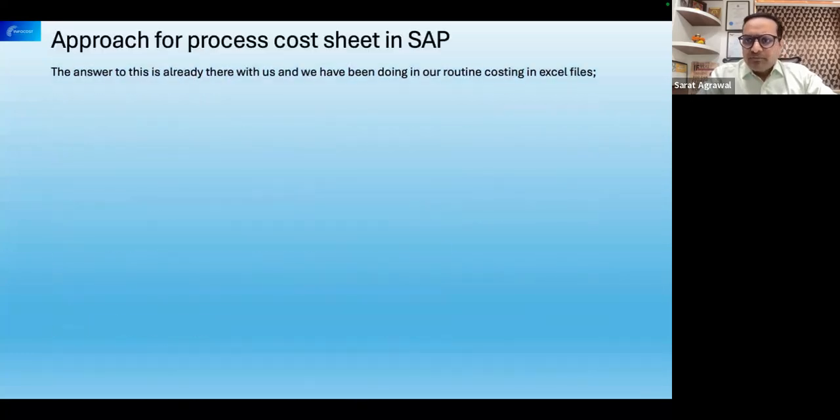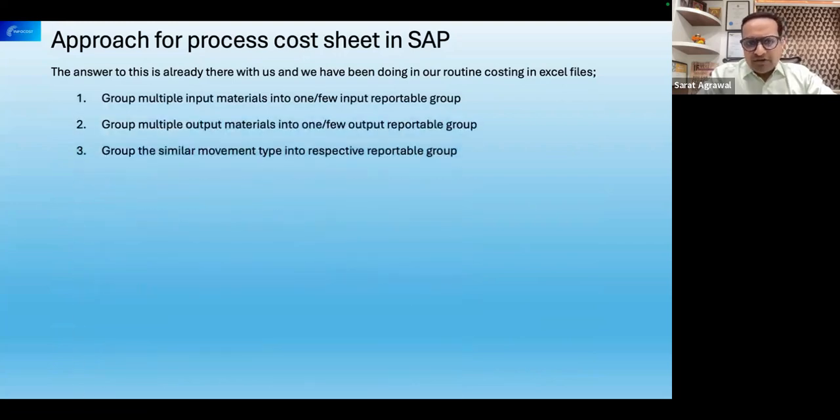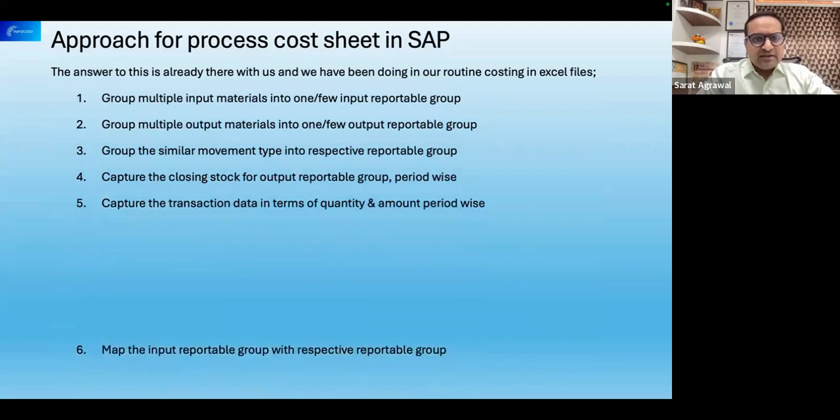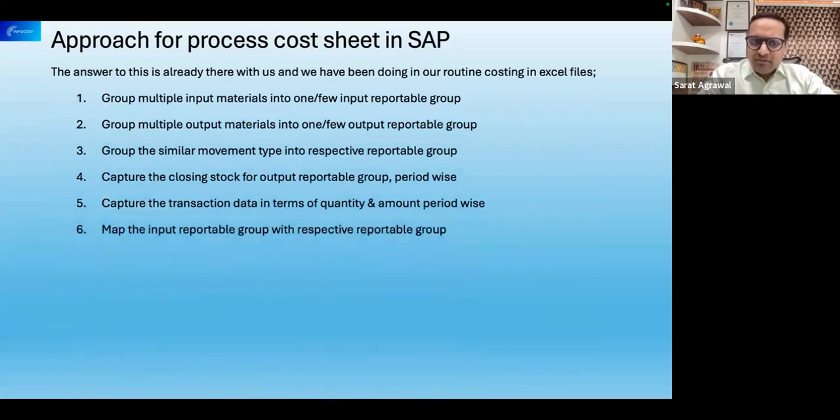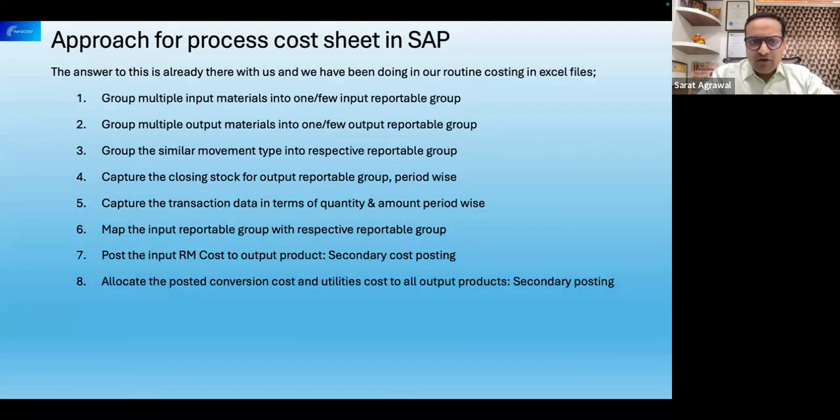What is the approach? We have followed a simple approach. The way we prepare the process cost sheet in our Excel files, we have applied the same approach: grouping the input material, grouping the output material, grouping similar movement types, then capturing the closing stock, capturing the transaction data for conversion cost and material cost, and mapping these in the reportable group. We post the raw material cost in secondary cost postings without affecting any of the primary GLs and cost centers, and then allocate the conversion cost and utility cost at the product level.